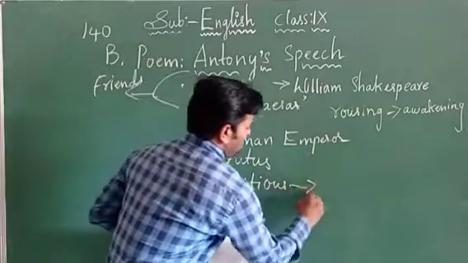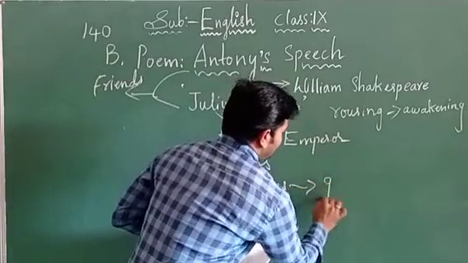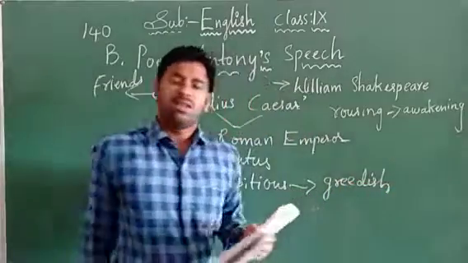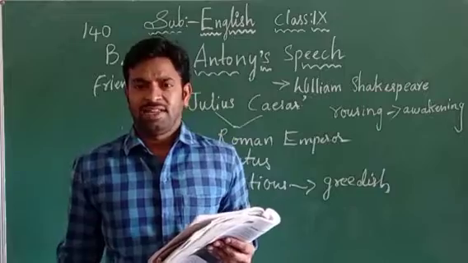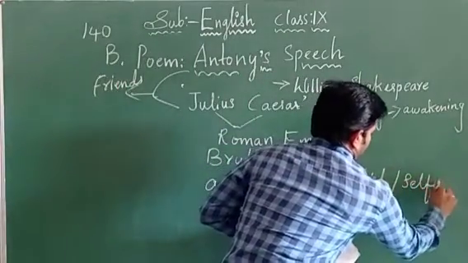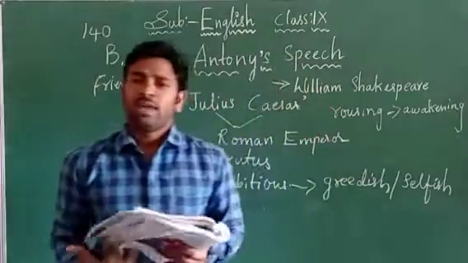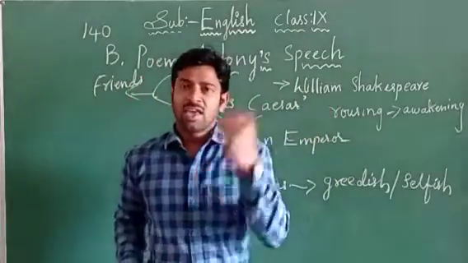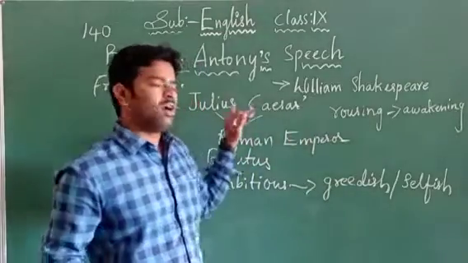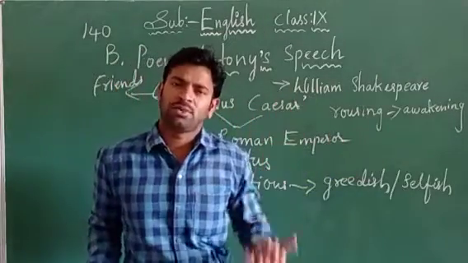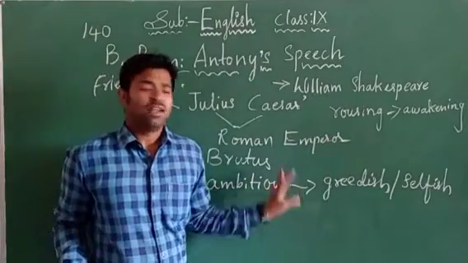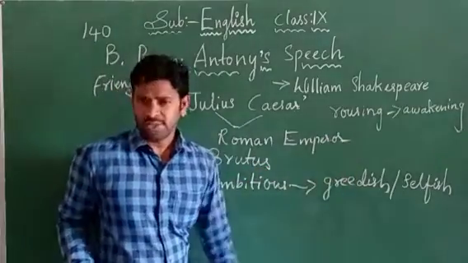Ambitious is nothing but what we can call a greedy fellow. Greedy, or we can say selfish also. So here Brutus is telling that he himself was noble, and that Julius Caesar, in spite of doing good things, was ambitious. Who is telling? Brutus is telling it about Julius Caesar.